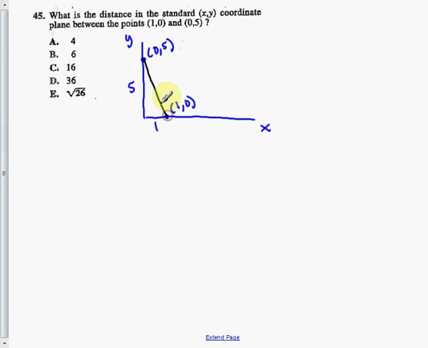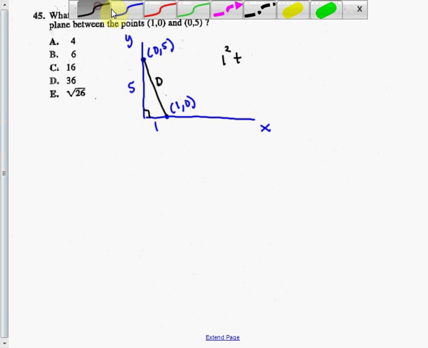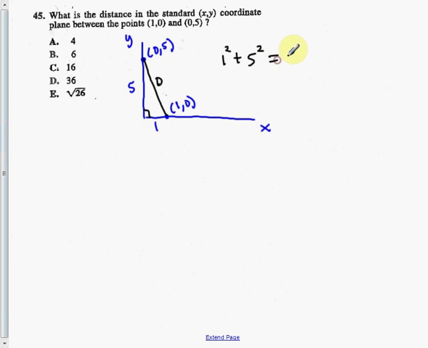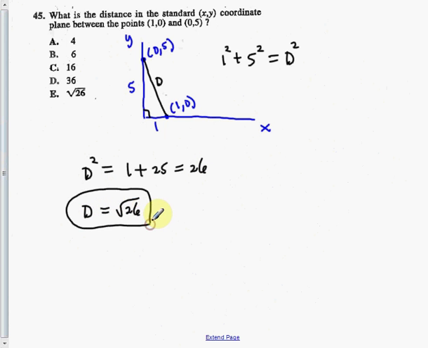So you're looking for the distance, but this forms for us a right triangle. So the distance, let's call it d. And so this becomes 1 squared plus 5 squared, which is 25, is equal to d squared. So d squared is 1 plus 25 or 26. So d is equal to the square root of 26. Okay. All right. Any questions there?